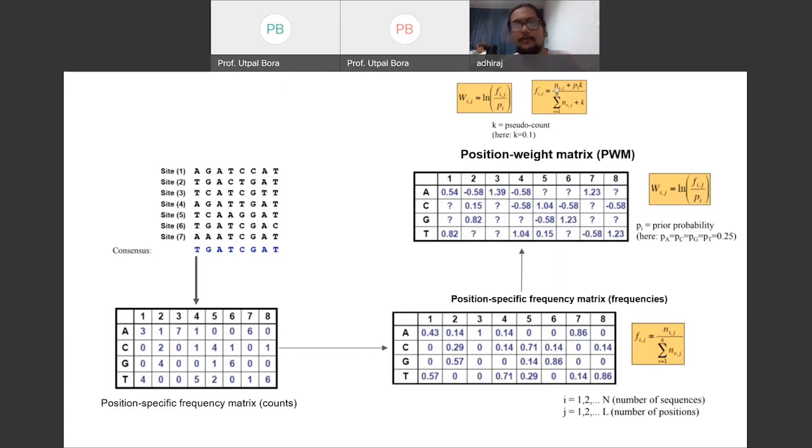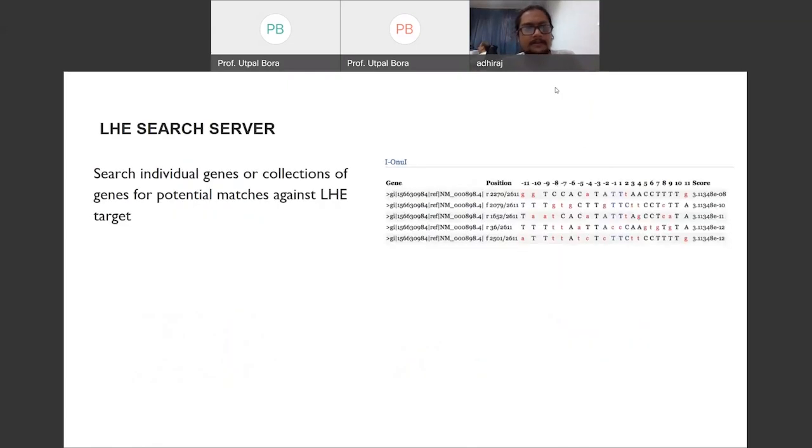So this is the whole point of the position weight matrix. This is the last feature of the LHE server, which is searching individual genes or a collection of genes for potential matches against LHE targets. Whenever you give a sequence, it will give you the potential targets and the score over here: the score of getting such a nucleotide at that position.